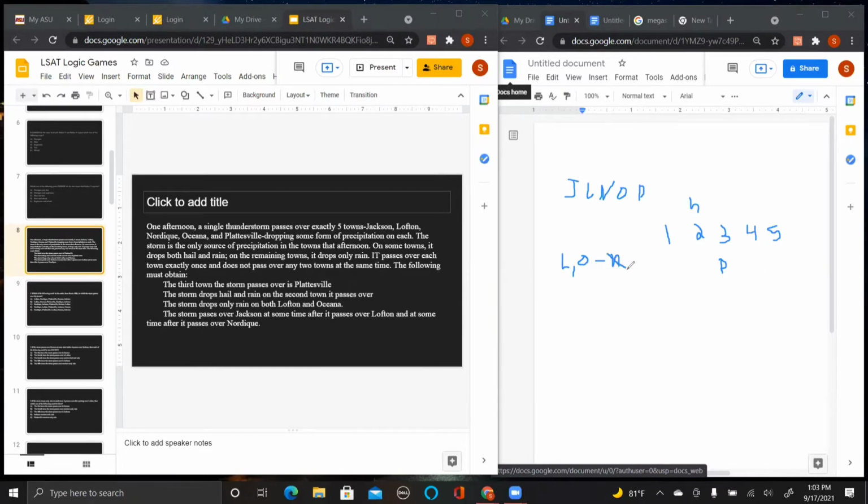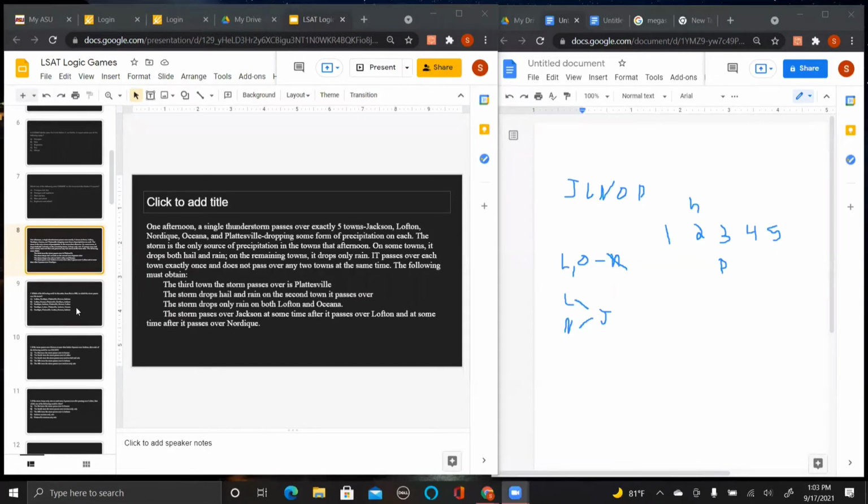See, it's easier. Forget the rain, forget it entirely. You're just grouping these into ones with hail and not hail. All right, and then the storm passes over Jackson sometime after it passes over Lofton, and sometime after it passes over Nordique. So after Lofton and after Nordique, we have Jackson. All right, so from here, we can go to our first question.